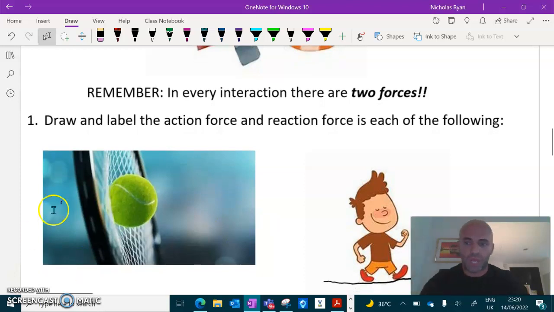Okay, so go and label these with action and reaction forces. Hopefully it makes sense. Best of luck with that, guys.